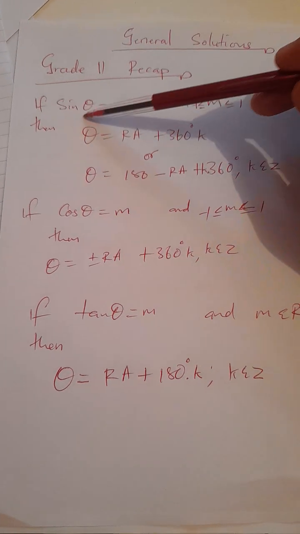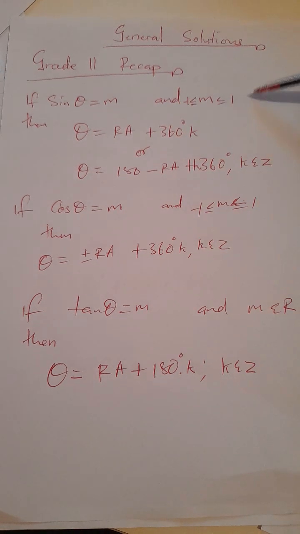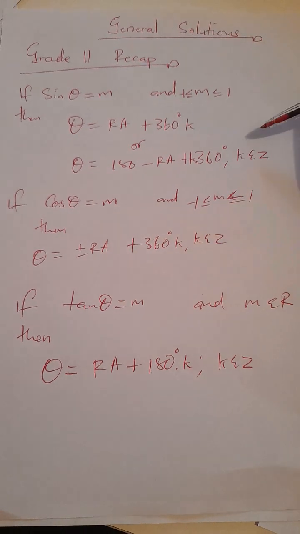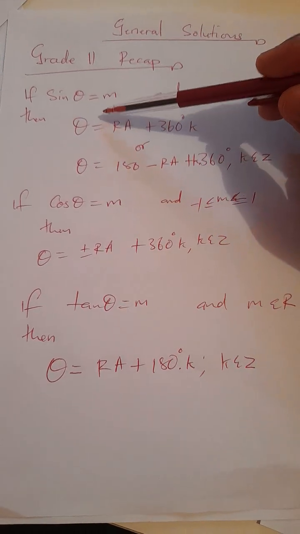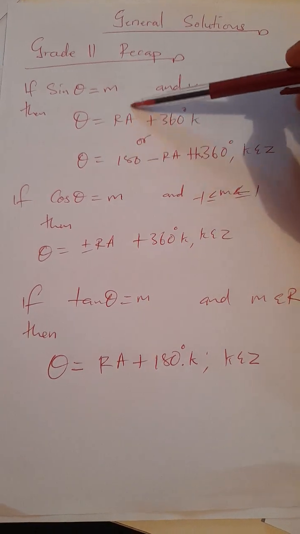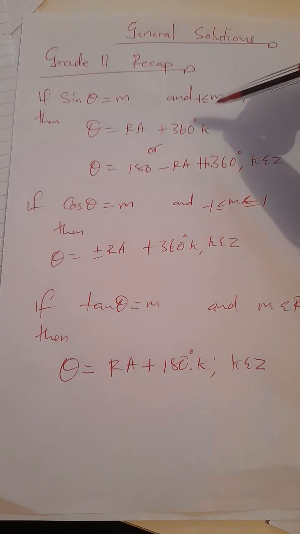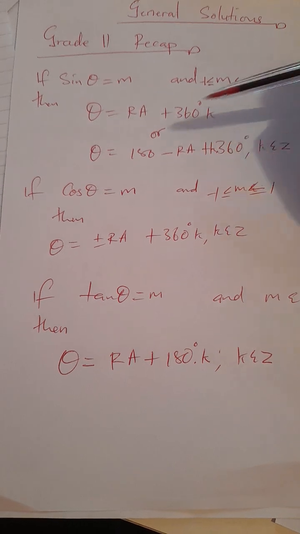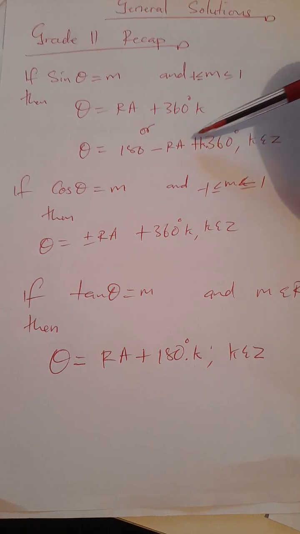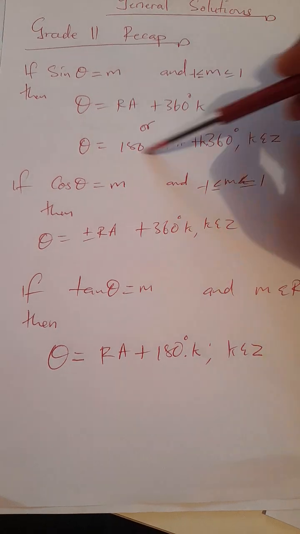If you are given sine theta is equal to m, and m is greater or equal to -1 but less or equal to 1, then you need to find the reference angle. And how do you find the reference angle? Second function, sine inverse of the value of m. Then it's going to give you this RA. RA means reference angle. So theta is the reference angle plus k360, or theta is equal to 180 minus the reference angle plus k360, where k is an element of integers. Now this is the general solution for sine.